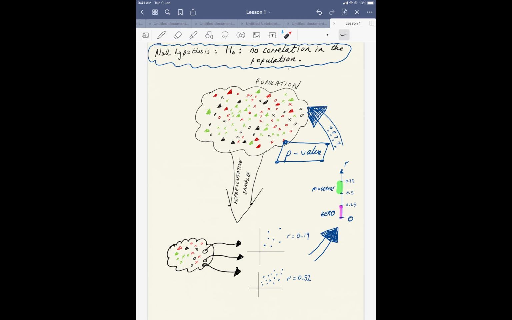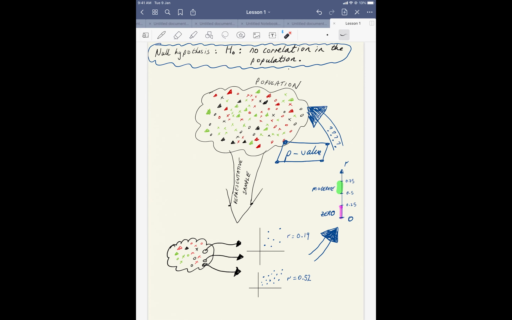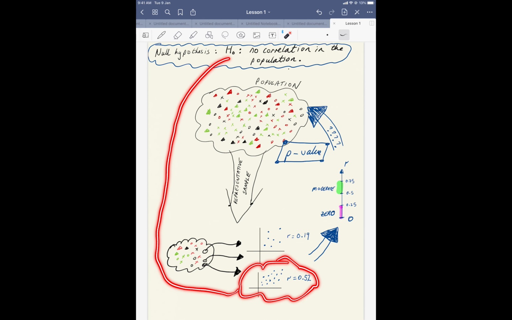Okay, so maybe when we get this set of data, the p-value is going to be quite high, because we can see that the probability that there's no correlation in the population is true is probably quite high if we get this. Maybe if we get this, there's a little less confidence that this statement is true.